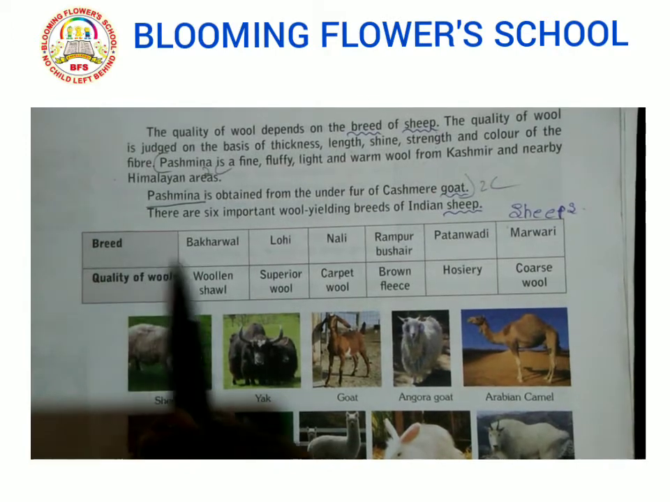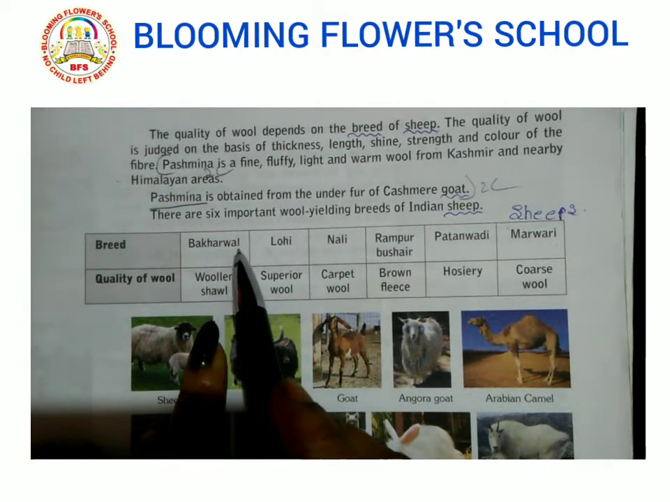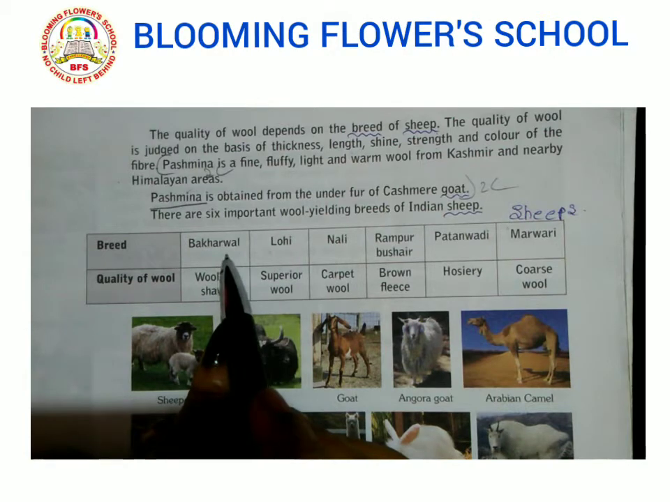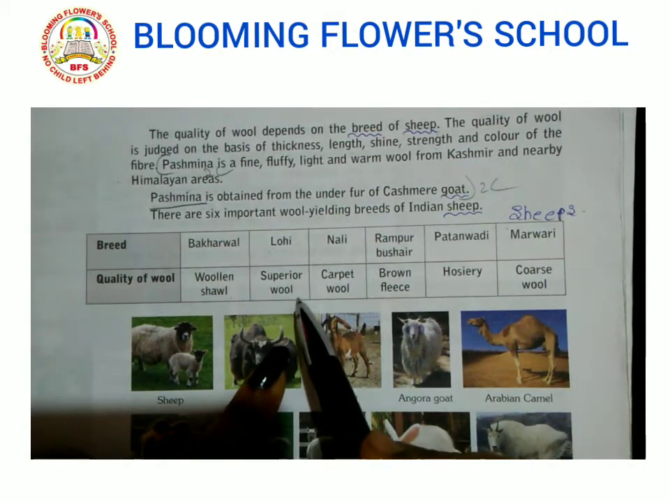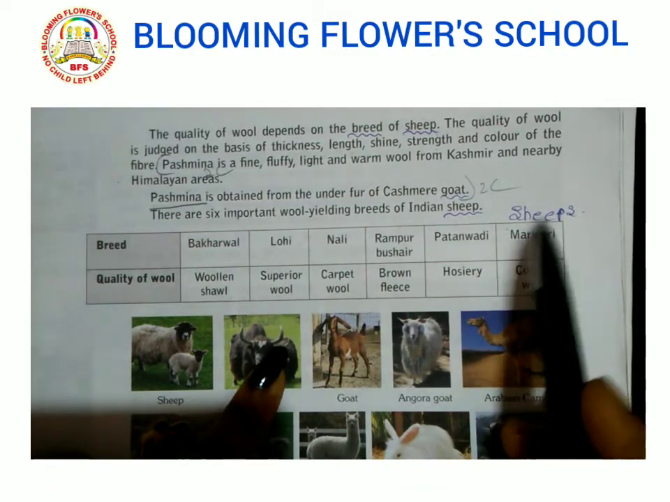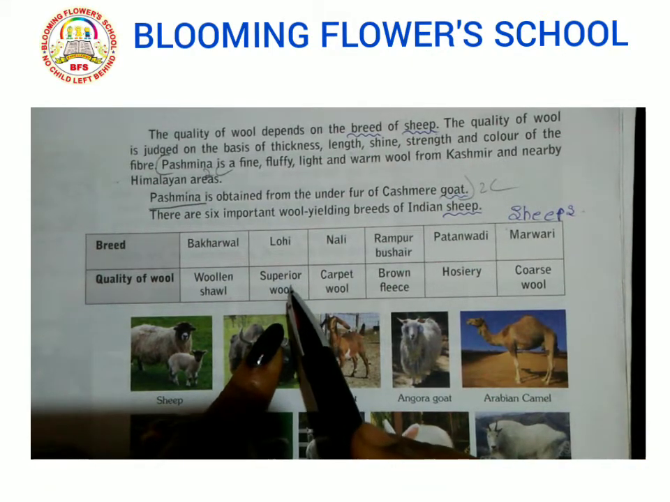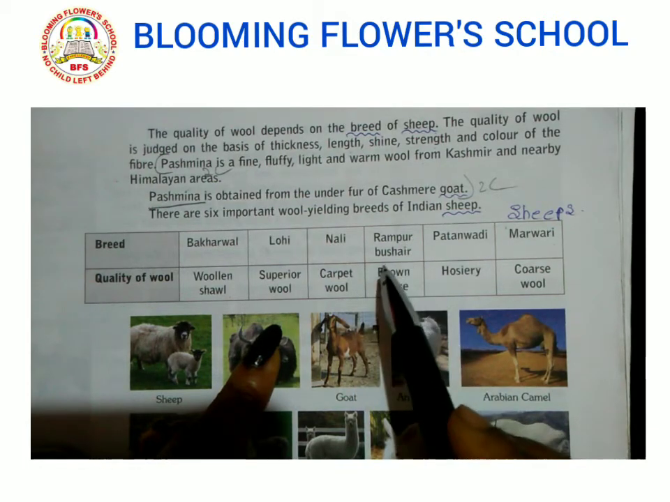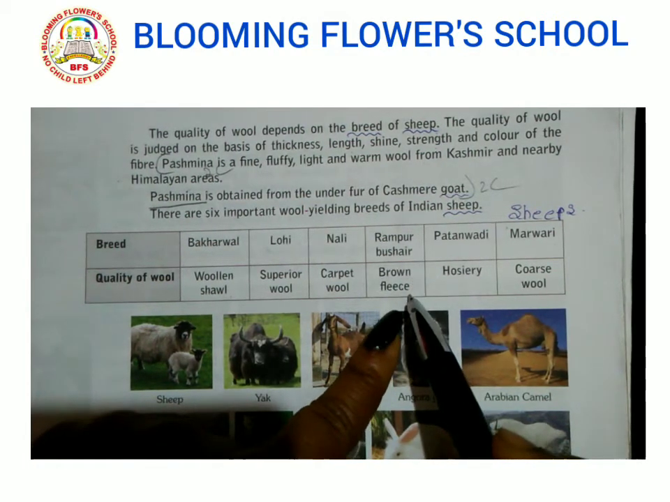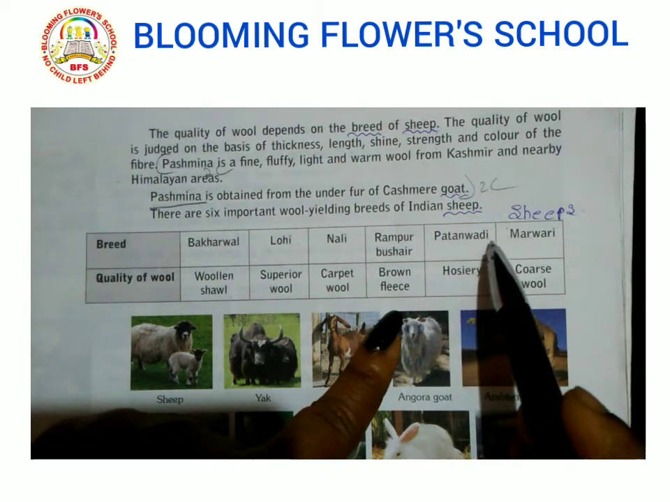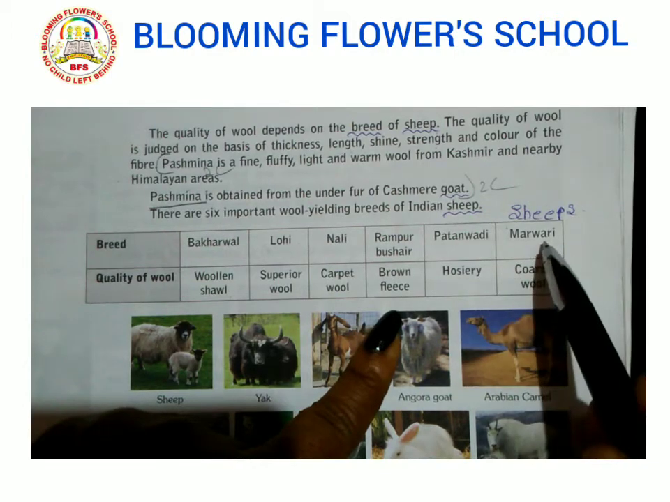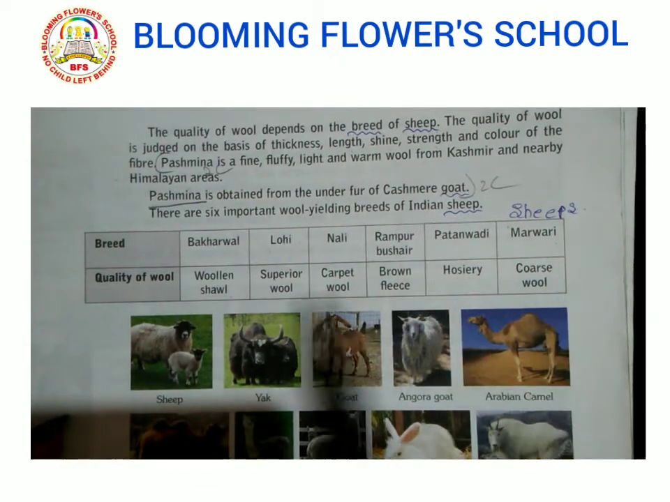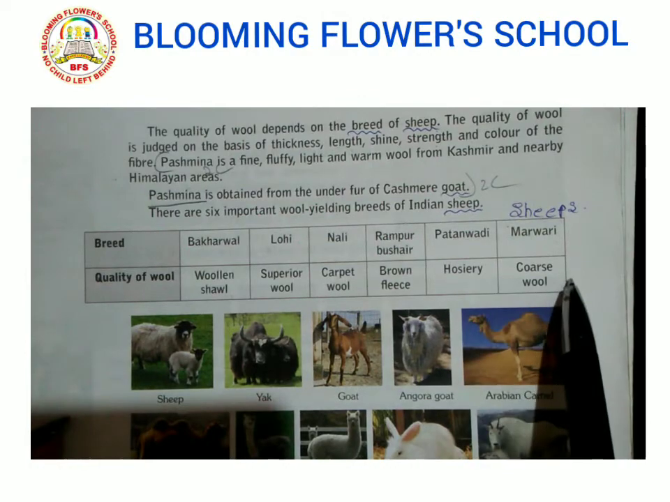So the breed here, see, Bakawal. The quality of wool is woolen shawl. Woolen shawls are made up of this kind of breed of your sheep. Lohi, superior wool. Lohi is a kind of sheep, and what we get from it is a superior wool. And Nali, carpet wool. And then Rampur Bushehr, brown fleece. And Patanwadi, Hosiri, and then Marwari, coarse wool. These all are breeds of your sheep, and the quality of the wool is being given here.